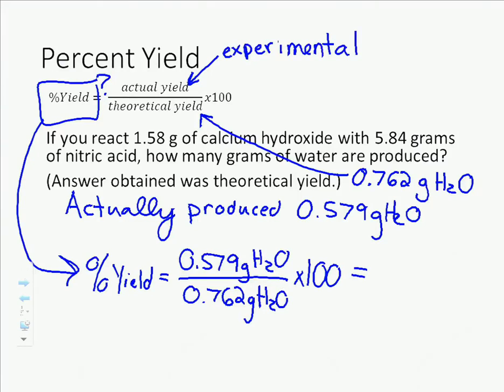Equals, and notice our units cancel, grams cancel with grams, and that's one thing to make sure you do, because if you have grams of one substance over grams of another, it's not going to make sense and you can't calculate the percent yield. So those units always have to be the same. So if we type that into our calculator, 0.579 divided by 0.762, we end up with 0.7598, but then we multiply that by 100, which gives us 76.0% yield.